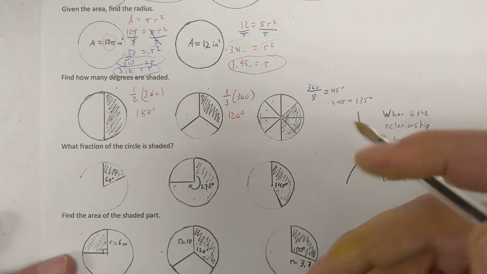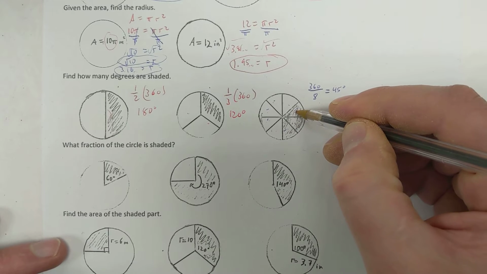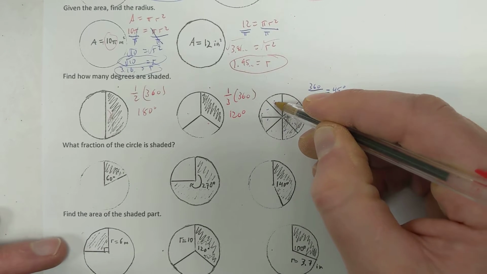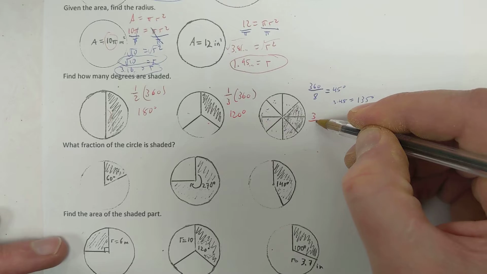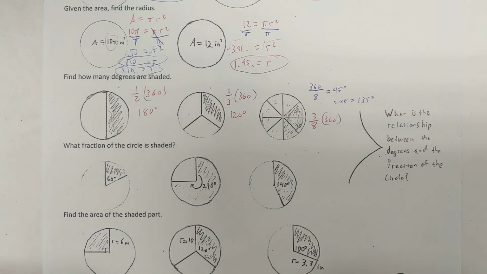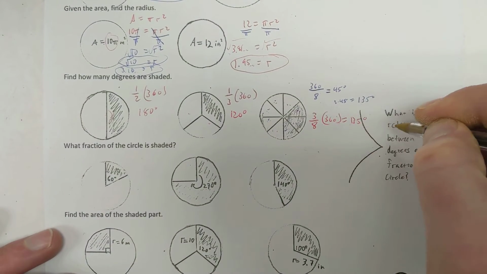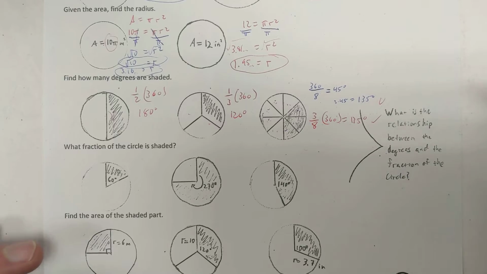Another way to look at those, say, look, Mr. Kuhn, you're making it too hard. There's 1, 2, 3 out of 4, 5, 6, 7, 8, 3/8 of 360. And if you multiply those, Mr. Kuhn, you're going to get 135 degrees. Both those are correct.